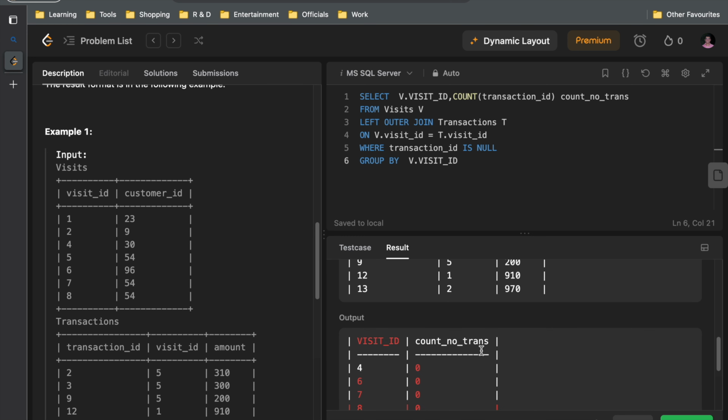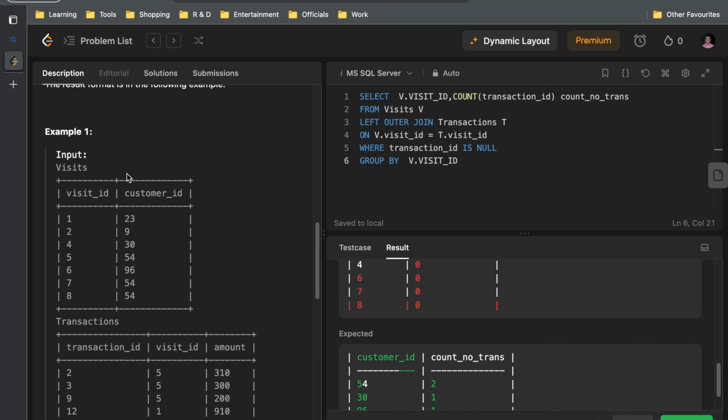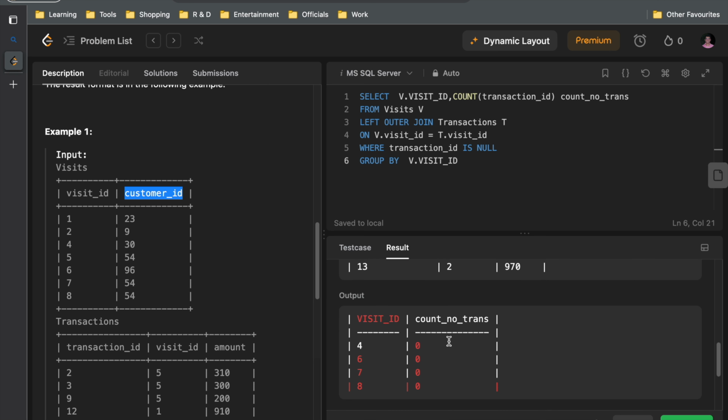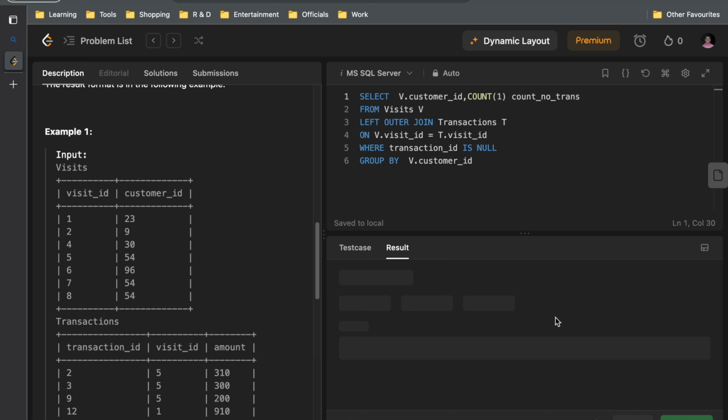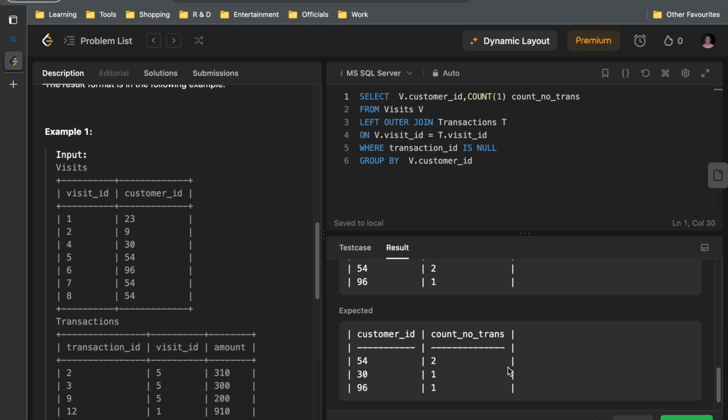Okay, and we got a wrong answer. Why? Oh, they want customer_id, not visit_id. And so count of transaction_id. Okay. So we cannot count transaction_id, we will have to count 1. So basically now we got the result.